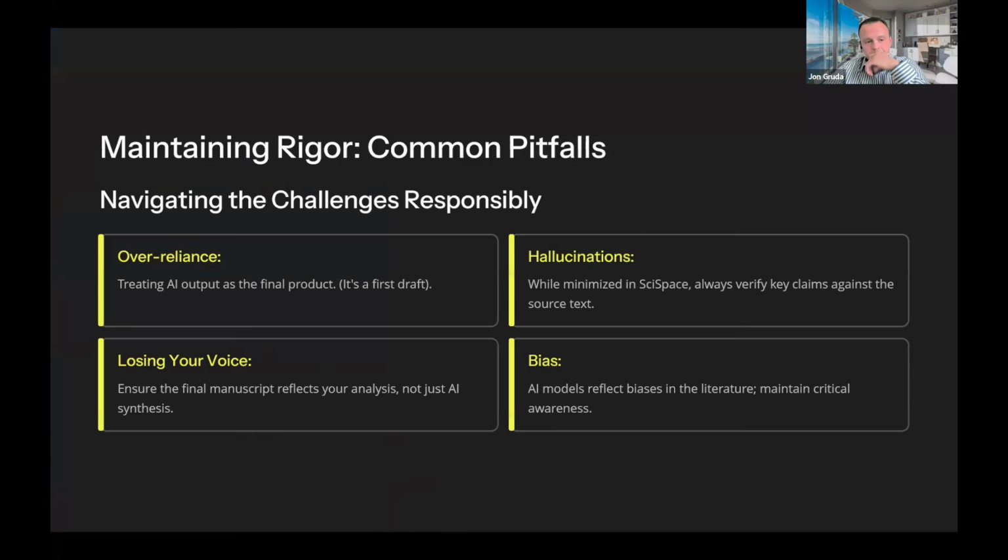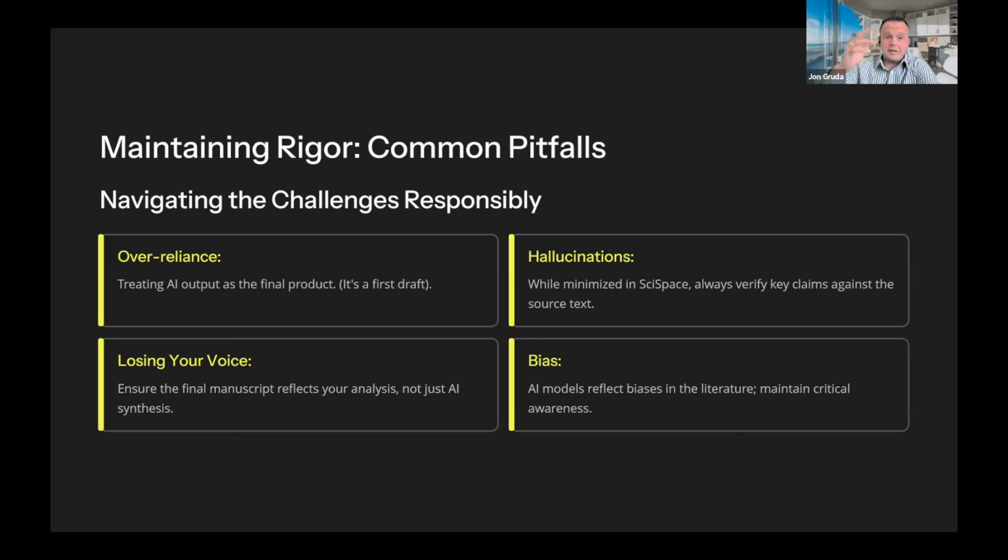Responsibilities and pitfalls, we already talked about most of these things. Over-reliance. Do not over-rely on any one tool. Treating AI output as a final product is a very bad idea. Not just because it's unethical, or because there might be inconsistencies like hallucinations, right? Which is the next point. But rather just because it just doesn't read all that well.